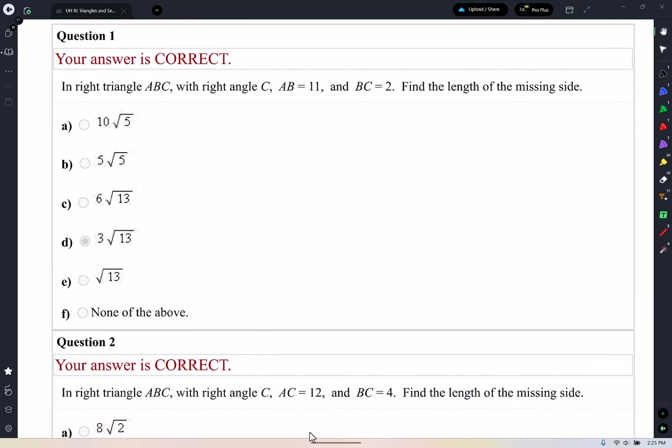It says in right triangle ABC, so I'm going to draw a triangle. So here's my triangle, and it says with right angle C, so I'm going to write A, B, C. AB is 11, so I put 11. And it says BC is 2. Find the length of the missing side.